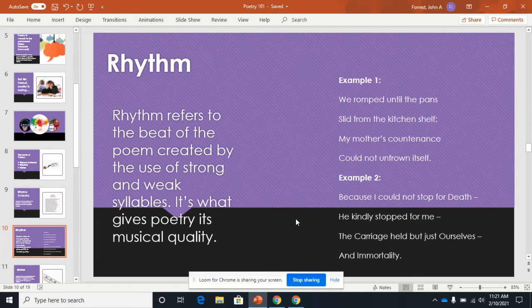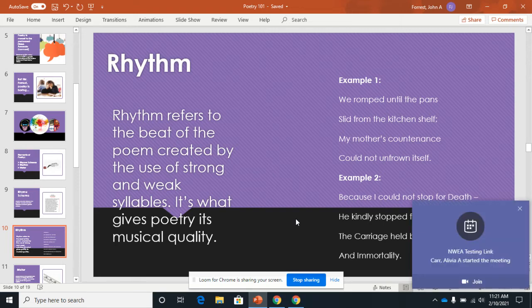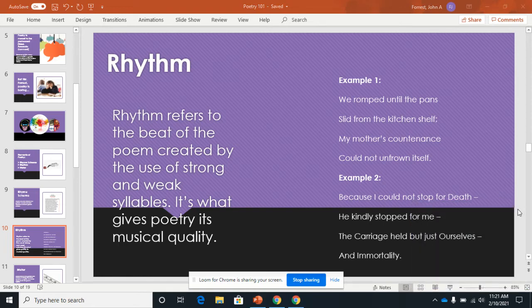Next is rhythm. Rhythm refers to the beat of the poem, created by the use of strong and weak syllables. And it's what gives poetry its musical quality. Okay? So, again, this is why so many people consider music poetry, because music has a beat, it has a rhythm, and poetry has a rhythm or beat as well.